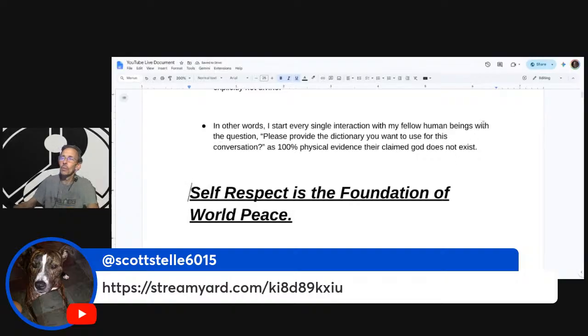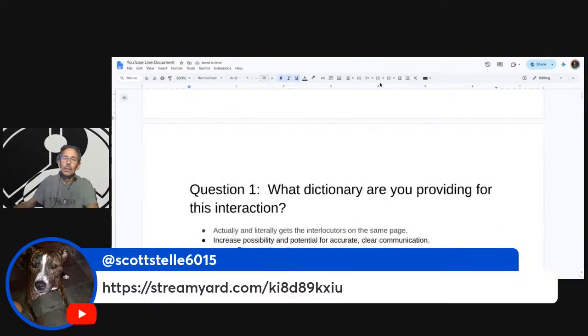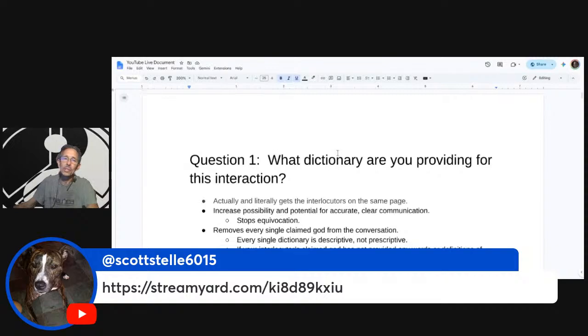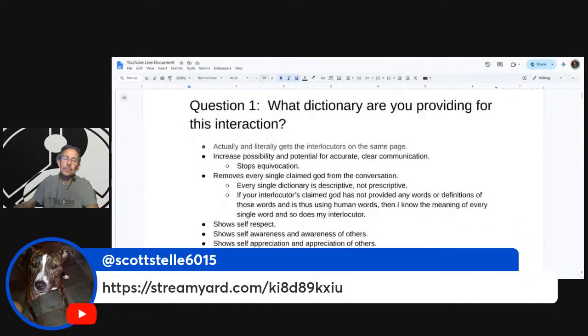Self-respect is the foundation of world peace. From my self-respect, I provided the dictionary for this conversation. From my self-respect, I asked this question: what dictionary are you providing for this interaction? Since you can't provide a divine dictionary, I know every single word, every single meaning of every single word.